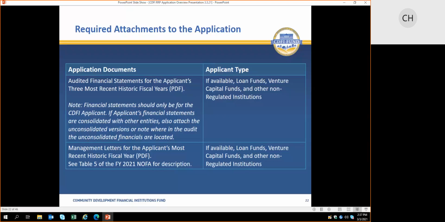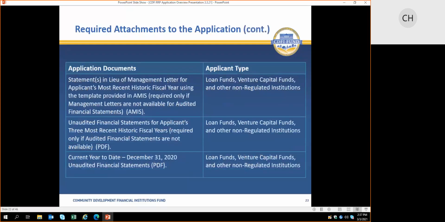Unregulated institutions must also attach a management letter for the applicant's most recent historic fiscal year. More information on this letter can be found on Table 5 of the RRP Notice of Funding Availability, or the NOFA. If a management letter is not available, then you must submit a statement in lieu of a management letter using a template that's provided in AMIS, which is our application platform.